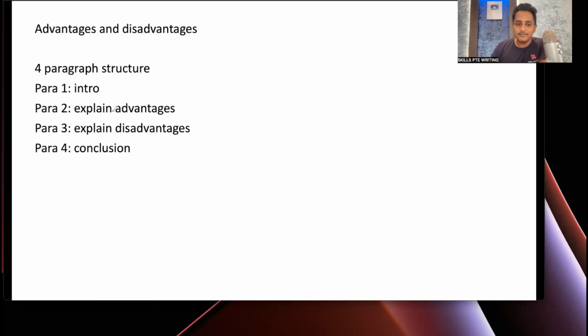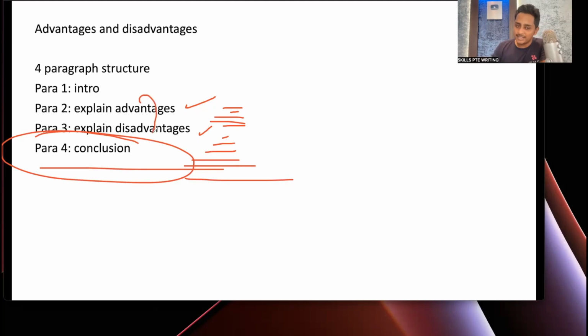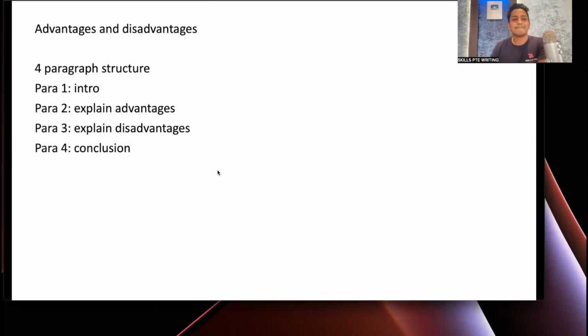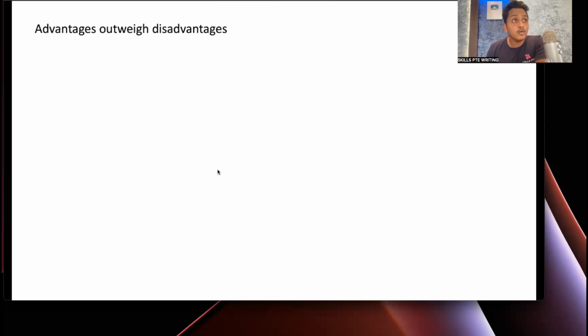So this is enough. Advantages: one, with supporting idea and example. Disadvantages: one, with supporting idea and example. Then conclude. Para 2 summarize in one line, para 3 summarize in one line. Any doubt so far? That's about advantages and disadvantages. But what about advantages outweigh disadvantages? Outweigh is this: let's say there's a weighing machine. You put 1 kilo of potato, half kilo of onion, 1 kilo, half kilo.